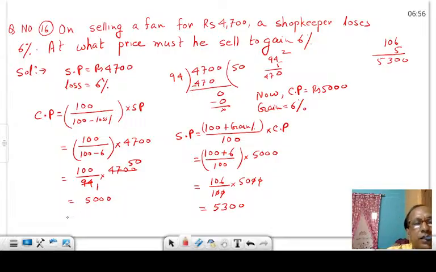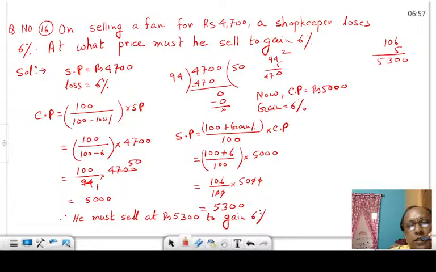Therefore, the answer is he must sell at rupees 5,300 to gain 6%. And that is our answer. Actually, you have to find the formula first. After that, we'll put in the values and we'll get the answer, right?